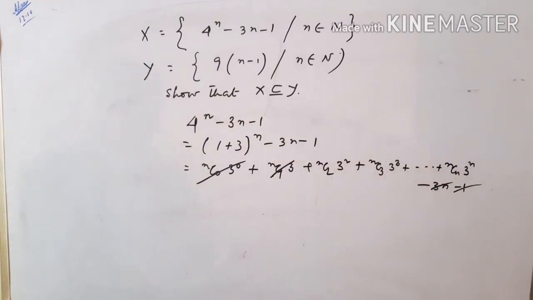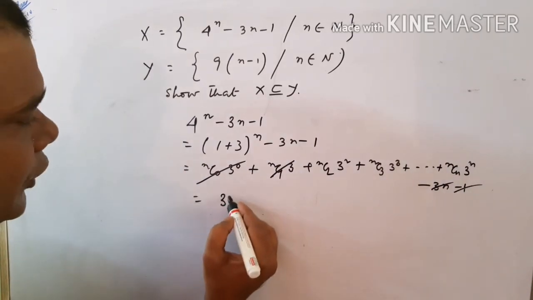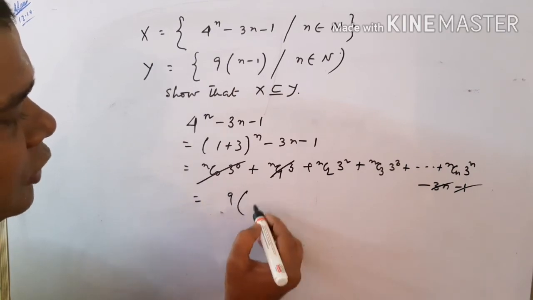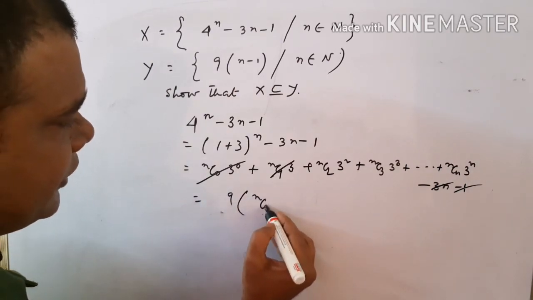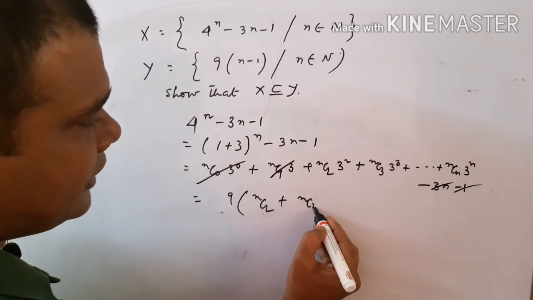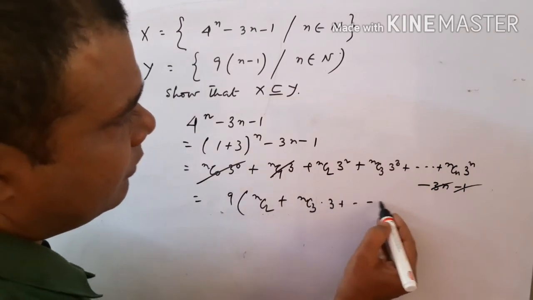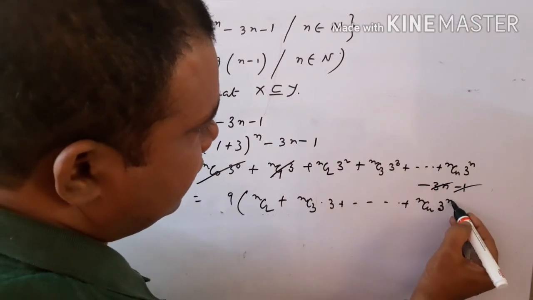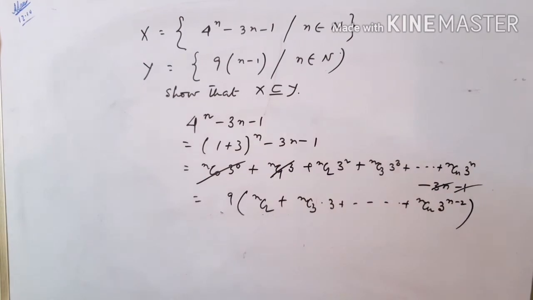Every term contains 3 square, 3 cube and so on. That is 3 square and the higher powers of 3. So we can take 3 square common. If 3 square is taken common, practically we are taking 9 common. So the first is nC2, then nC3 into 3. In this way, if we go up to the last term, it will be nCn into 3 to the power n minus 2, because 3 to the power 2 is taken common.